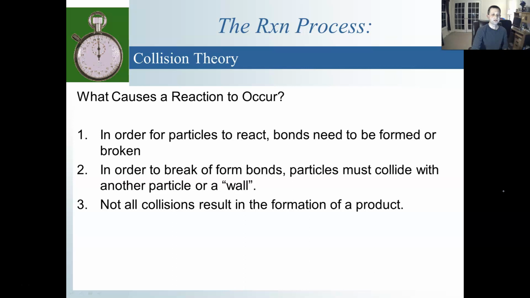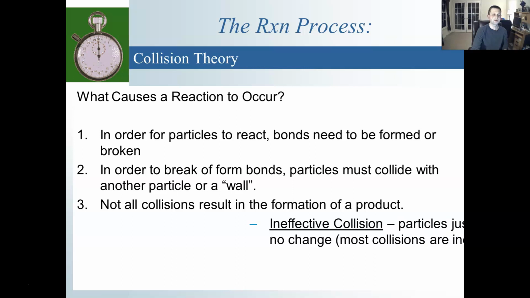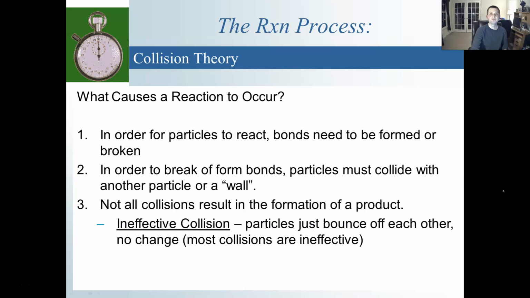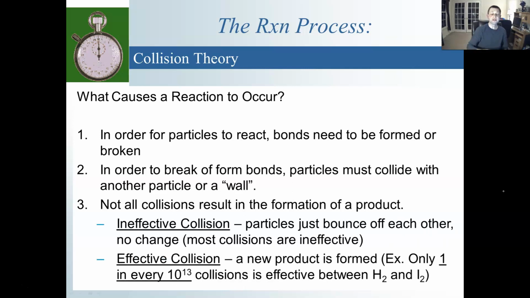Not all collisions result in the formation of a product, and actually very few collisions result in the formation of a product, which we'll see a little bit later. So our collisions, I should say, fall into two different categories. We have ineffective collisions, which is when particles just bounce off of each other and really no change occurs. So most collisions are actually ineffective. But 1 in every 10 to the 13th collisions between hydrogen and iodine, just for one example here, is something we call an effective collision.